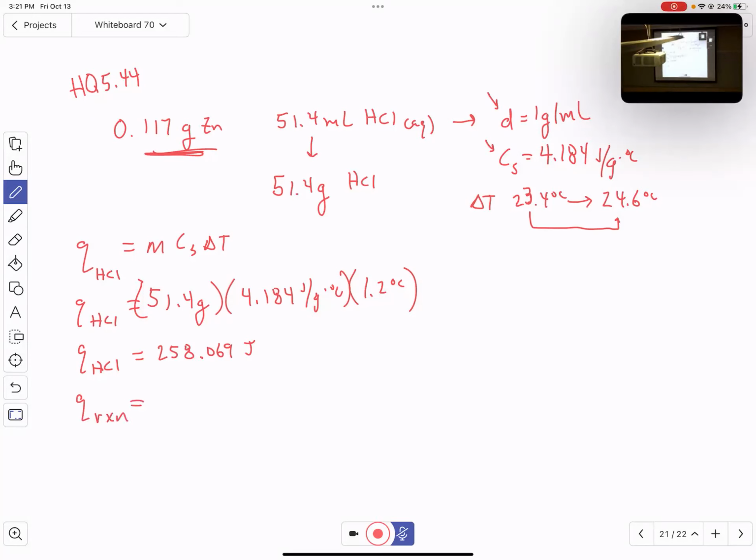So what does that tell us for the heat of the reaction? The reaction lost 258 joules of energy. We just flipped that sign. All right, now that we've got the heat for the reaction, they want to know the heat of the reaction in joules per mole. So how do we go about finding moles or joules per mole?